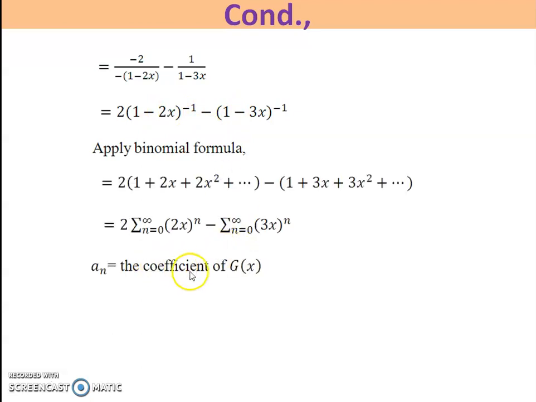Now what is an? It is the coefficient of x power n in g of x. Coefficient of x power n here. Okay, so write 2 into, so here coefficient of x power n is 2 power n. Similarly 3 power n. Okay, right.